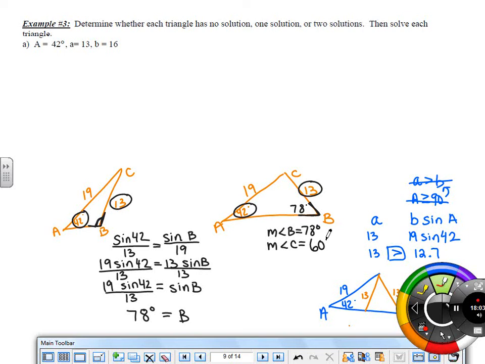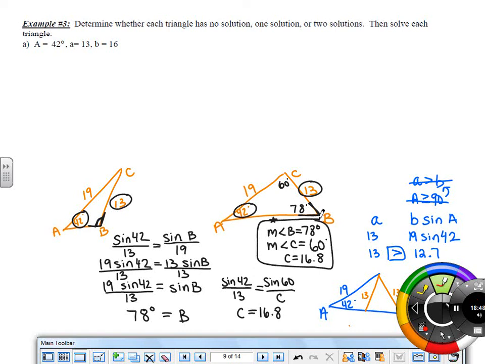And then to find side length C for this triangle, I would set up my trig ratio again. So I have sine of 42 over 13 equals, and since I now know this is 60 and I'm trying to figure out this angle across from it, the sine of 60 over C. And then I could use this equation to solve for C, and we'll solve side lengths to the nearest tenth. So I'm going to do 13 times the sine of 60, divided by the sine of 42. And so I get a side length of 16.8 for side length C. So here is one of the triangles.